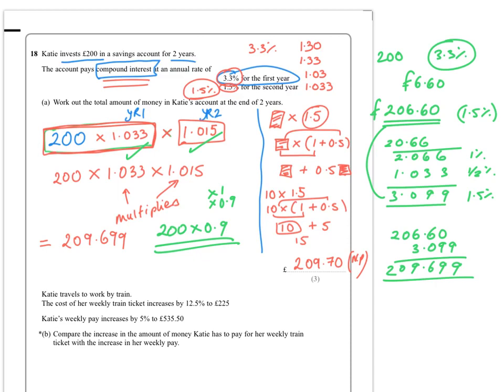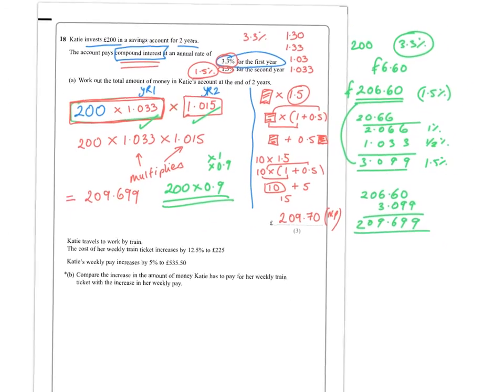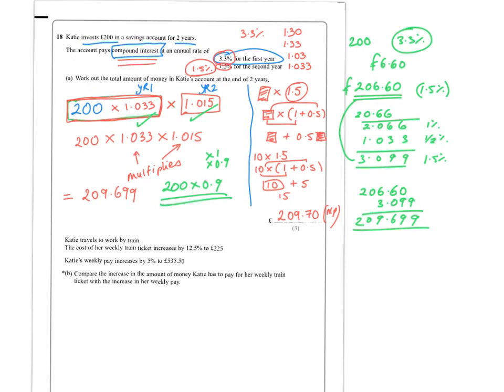Now let's have a look at part B. And part B is QWC, Quality of Written Communication. So it says Katie travels to work by train. The cost of her weekly train ticket increases by 12.5% to £225.